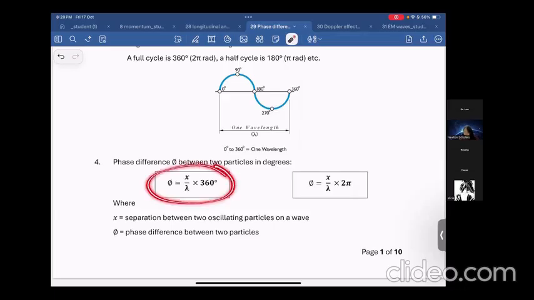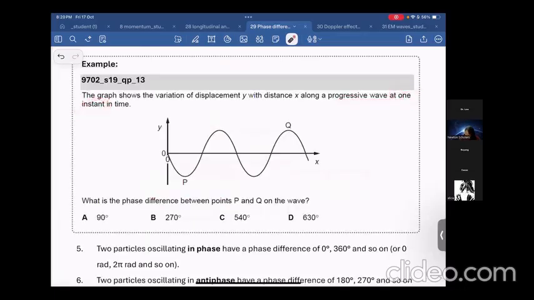So the question asks, what is the phase difference between point P and Q? So they are finding this point and this point. My question is, from here to here, how many complete waves?